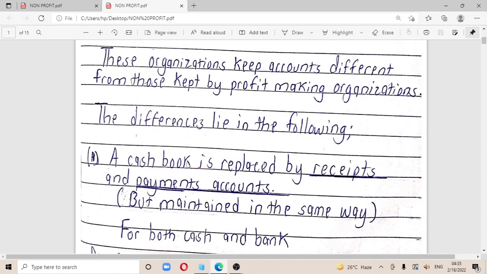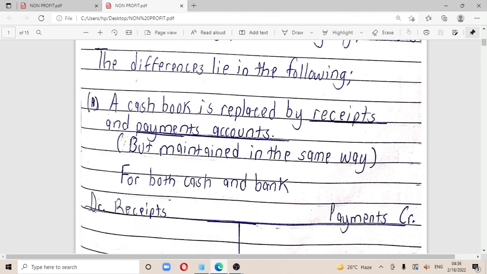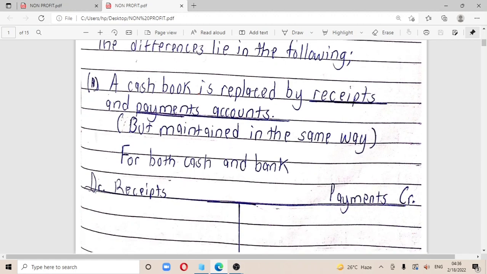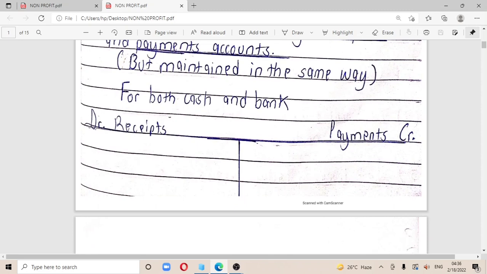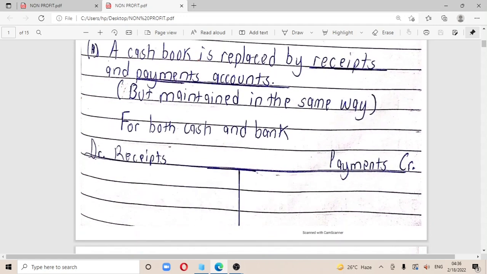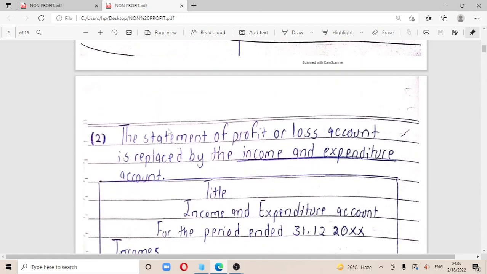A cash book is replaced by receipts and payments accounts, but it is maintained in the same way. That is for both the cash and bank. So you will be having a format of the receipts and payments account, then you have the receipts on the debit side and the payments on the credit side. So that's how it will look like, but it's maintained the same way as you may maintain the cash book account.